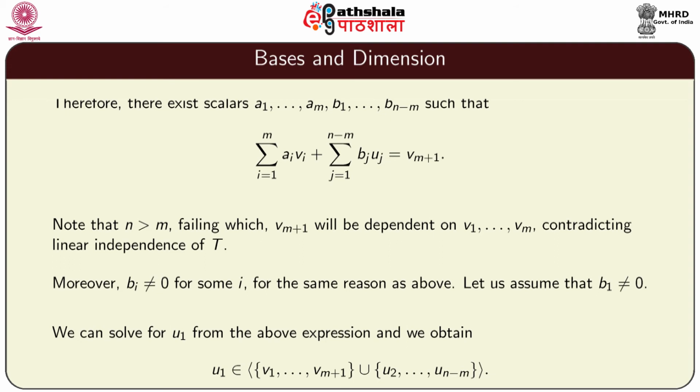In particular, they must generate v(m+1), which is a vector in the linearly independent set T. Therefore, we must have scalars a1, a2, so on up to am and b1, b2, so on up to b(n-m), such that v(m+1) can be written as the linear combination summation ai vi, i equal to 1 to m, plus summation bj uj, j equal to 1 to n minus m.